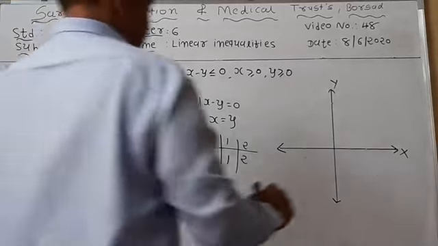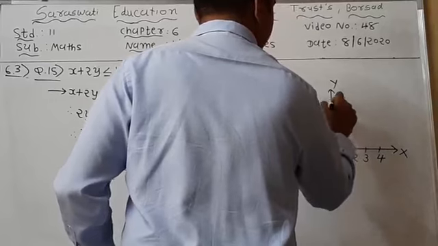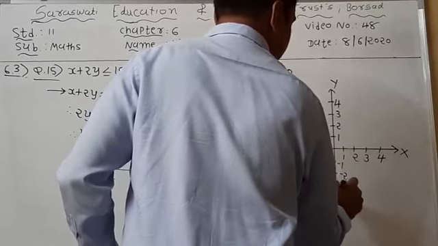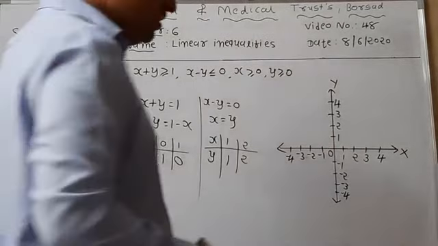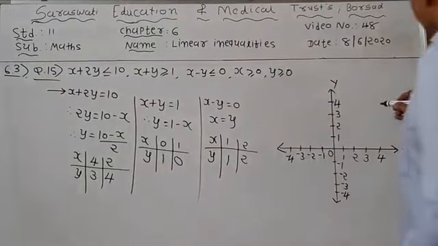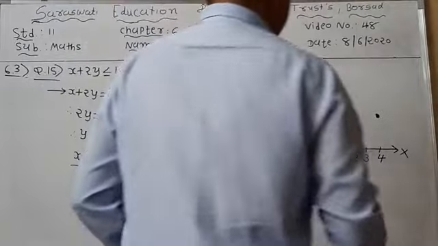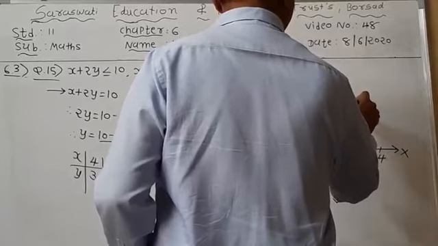Now here we represent the points: 0, 1, 2, 3, 4 on the positive side, and -1, -2, -3, -4 on the negative side. Now x 4, y 3: in the x axis 4 and the y axis 3, so this point is present here. X coordinate 2 and y coordinate 4: in the x axis 2 and the y axis 4, so this point is present here.